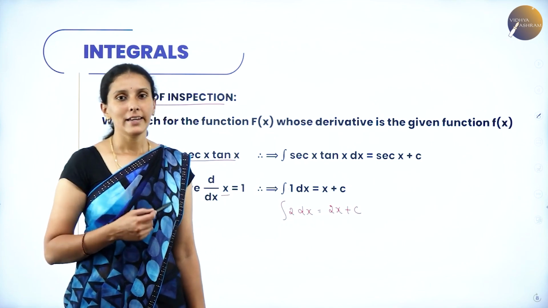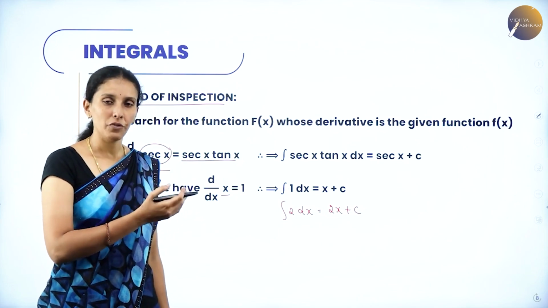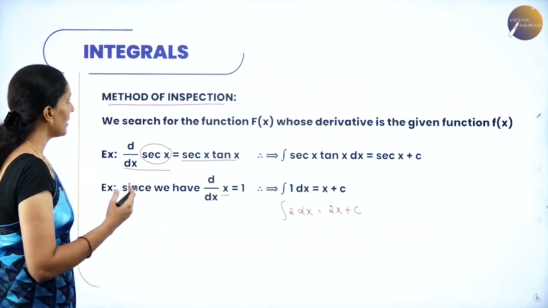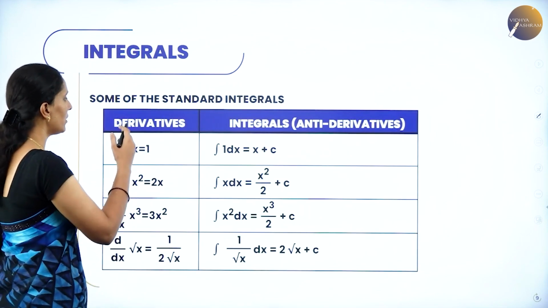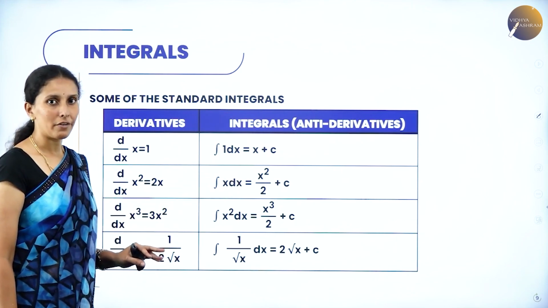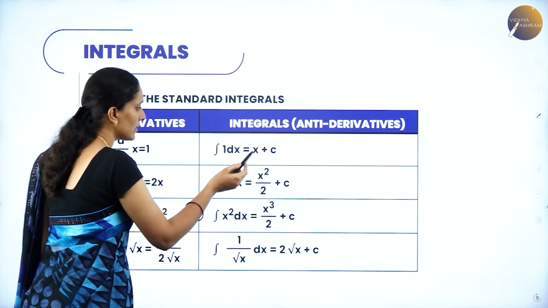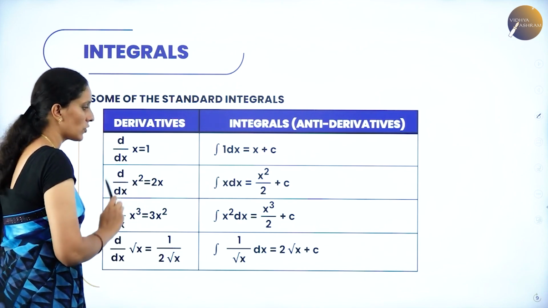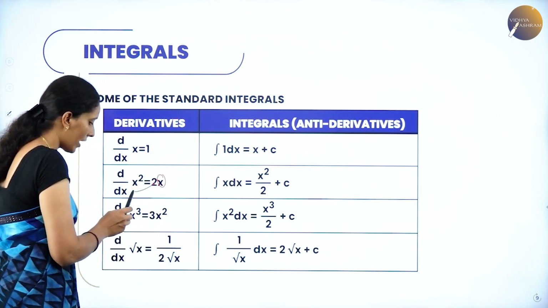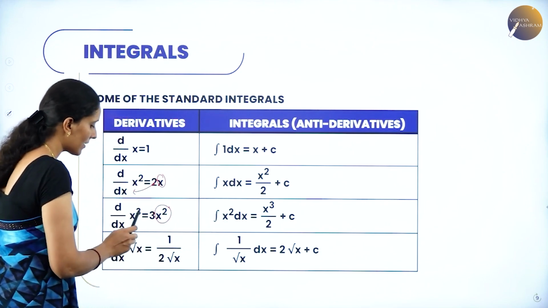So like this, here I have listed some of the standard integrals. Since we know the derivative of the function, we can recognize the function which will become the integral value. That is why some standard integrals are listed here. The derivative is listed here, and vice versa, the antiderivative is also listed. If the derivative of x is 1, then the integral of 1 is x. The derivative of x square is 2x. Thus, the integral of x becomes x square divided by 2. And here, the integral of x square becomes x cube by 3.